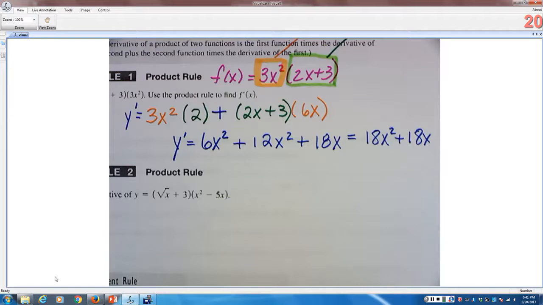The best way to do the product rule is to separate it out and find your two factors. Take the derivative of each factor and then swap their derivatives and add them together. That's kind of the process that you follow.